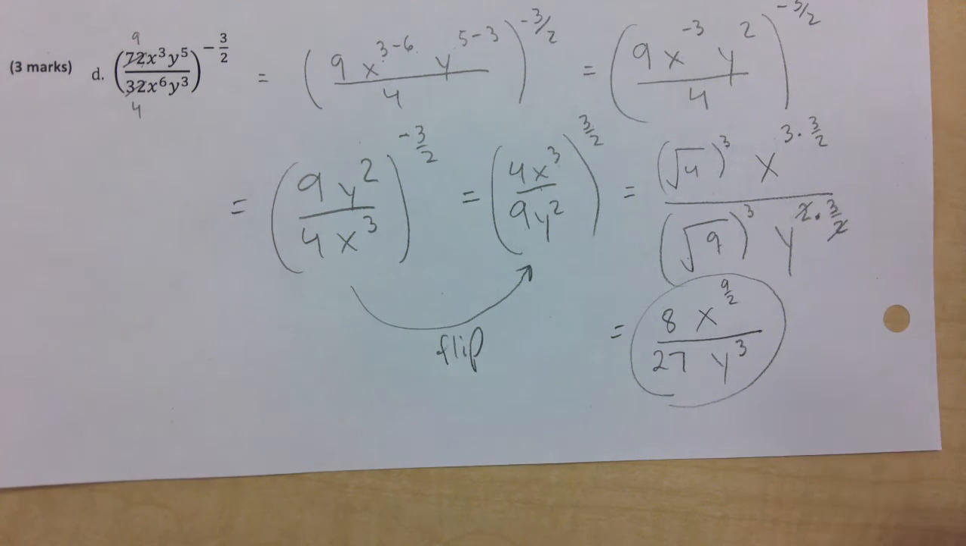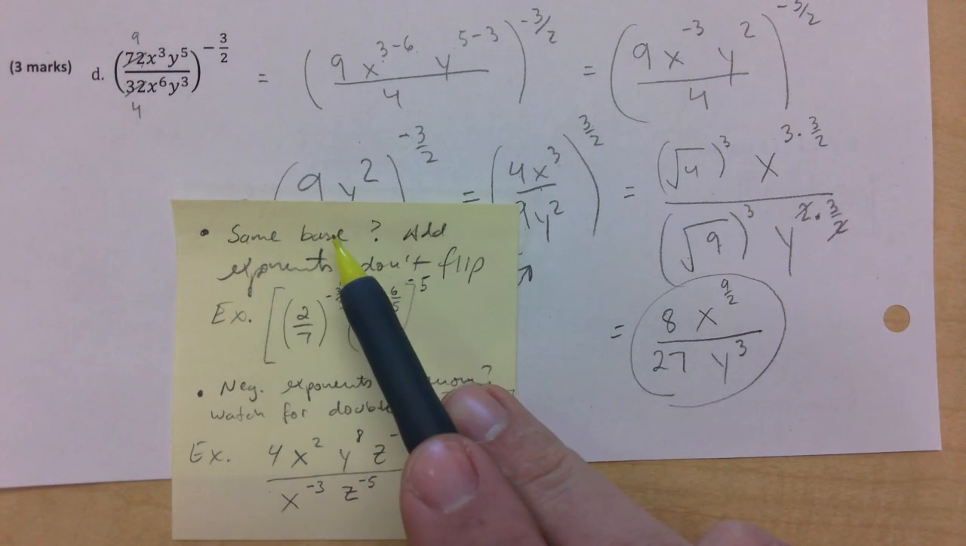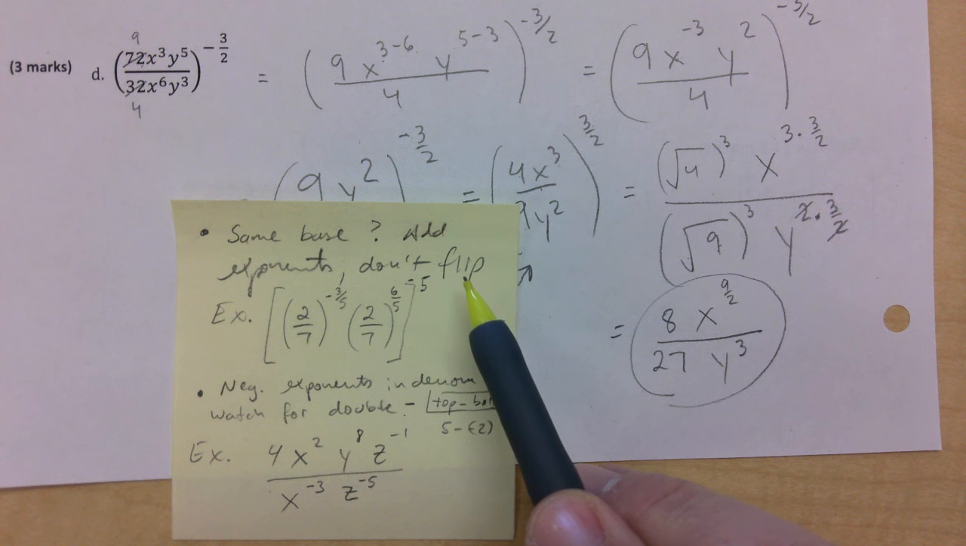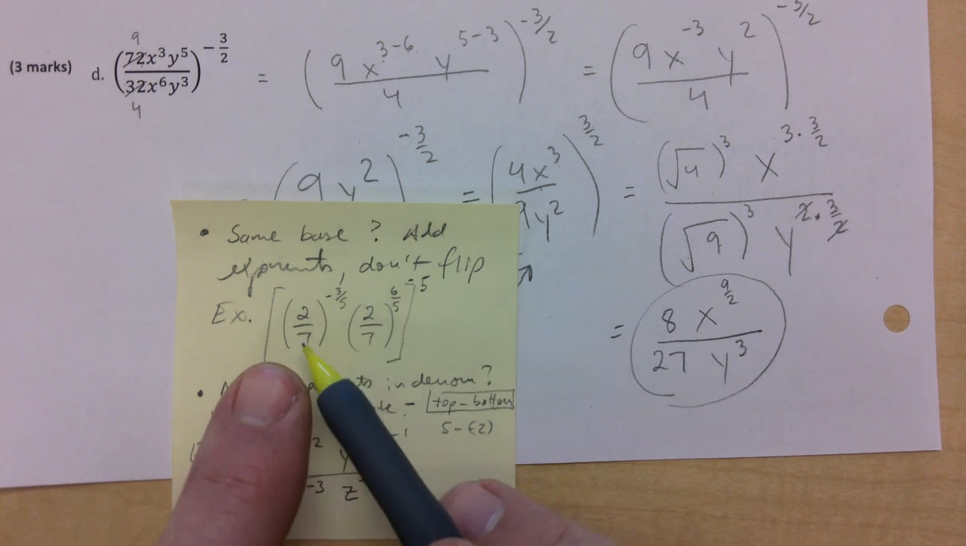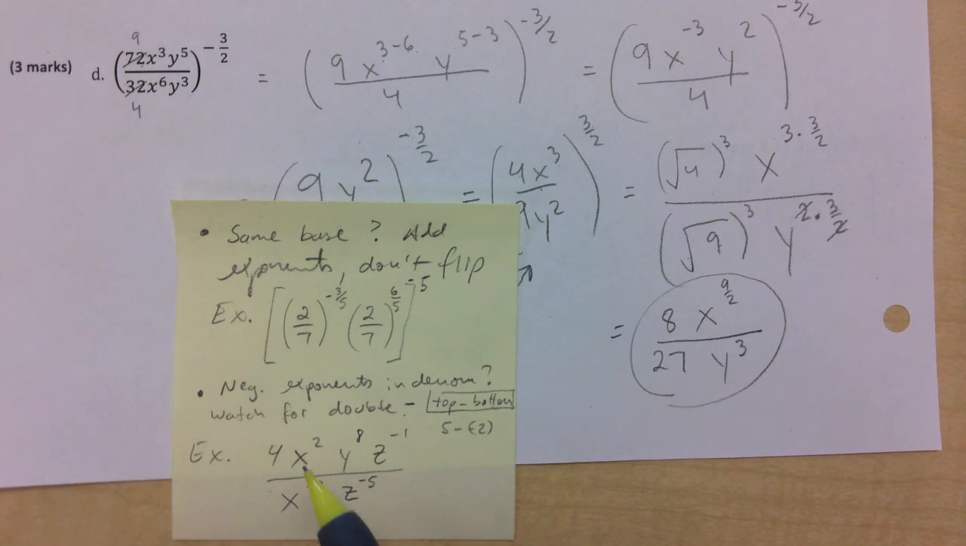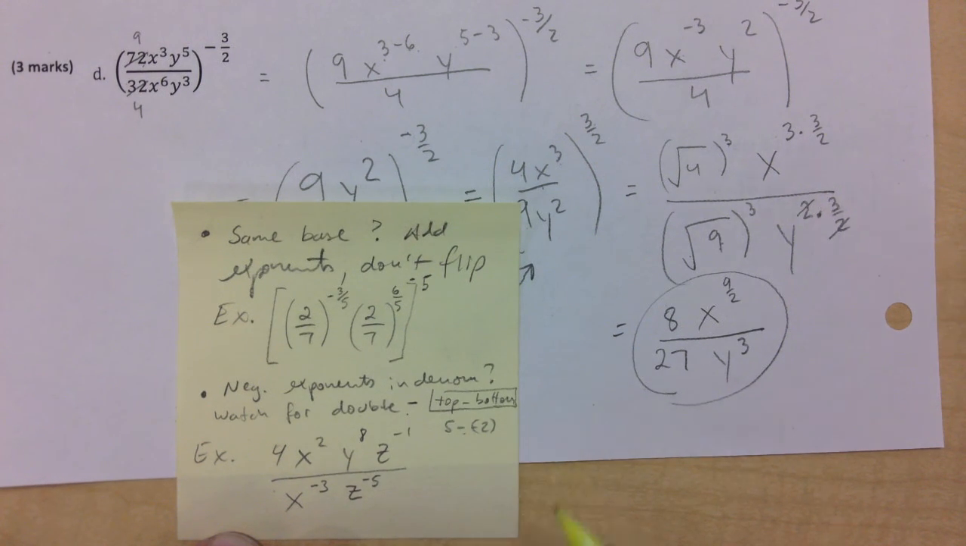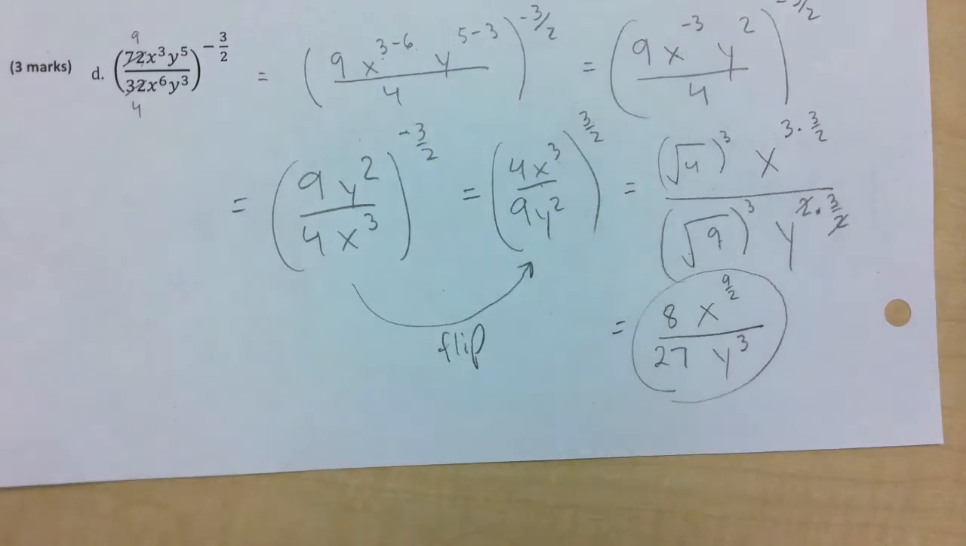So a couple of things I wanted to remind you, right? And I wrote it a little sticky. If you have the same base, add exponents, don't flip, right? So some of you saw the negative, you wanted to flip it. No, you focus on the two bases being the same, add exponents, right? If you have a negative exponent in the denominator, watch for double negatives, right? Like, if you have a 5 on top minus, there's a negative in the denominator, these two negatives turn into a positive, right? And so keep that in mind.